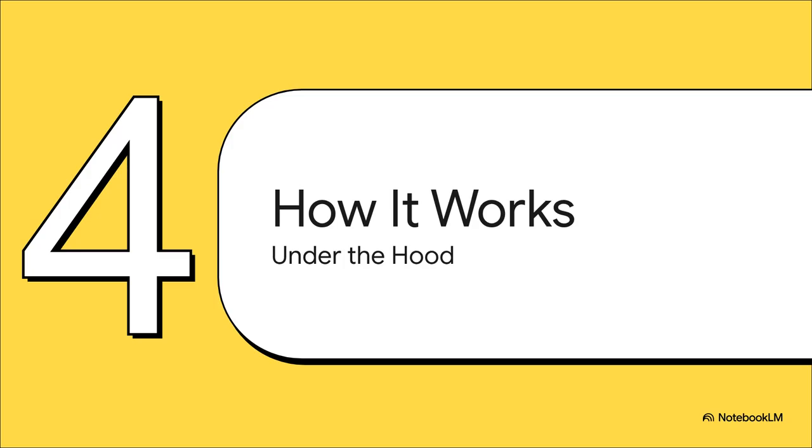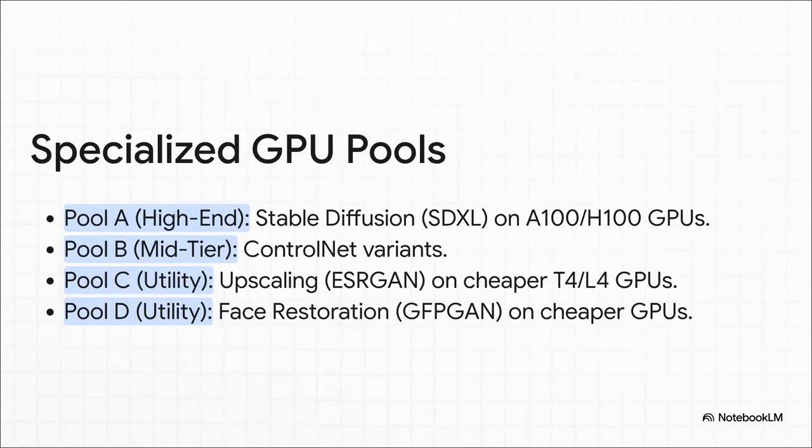Okay, so that sounds fantastic in theory, right? But how does this whole thing work in the real world? Let's pull back the curtain and really look at the nuts and bolts of how this smarter system operates. So instead of having just one type of computer, the system maintains these different pools of GPUs. Think of it like a workshop. You've got Pool A with all the heavy-duty power tools, the expensive A100s, for the big jobs like creating an image from scratch. But then you have Pool C and D with cheaper, more efficient tools that are absolutely perfect for smaller follow-up tasks like upscaling or restoring faces.